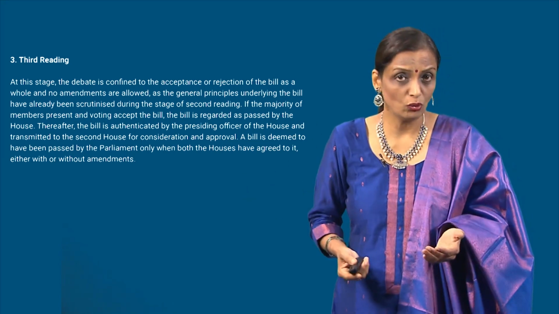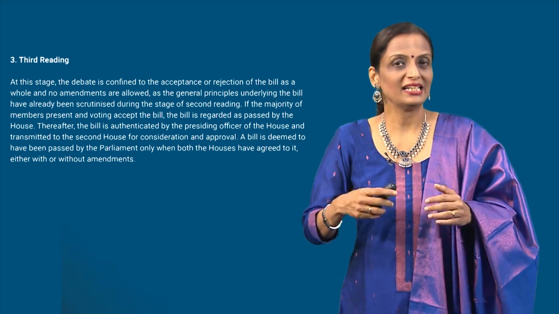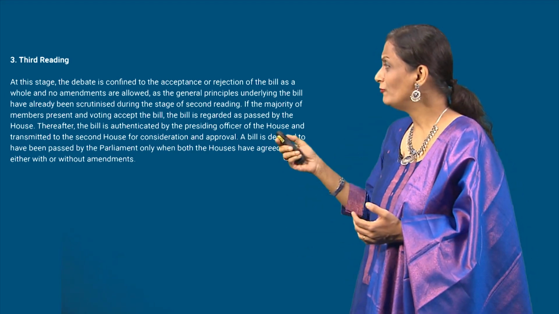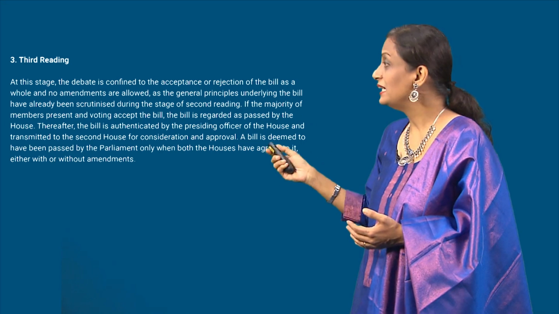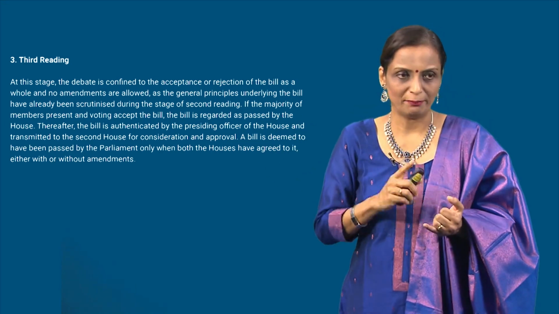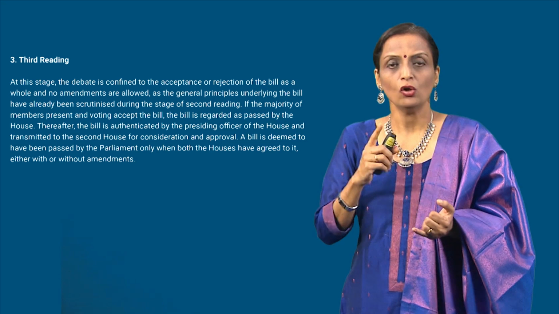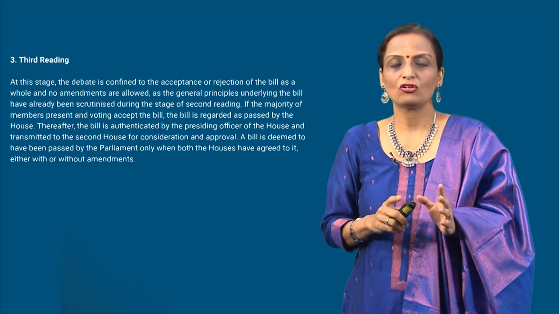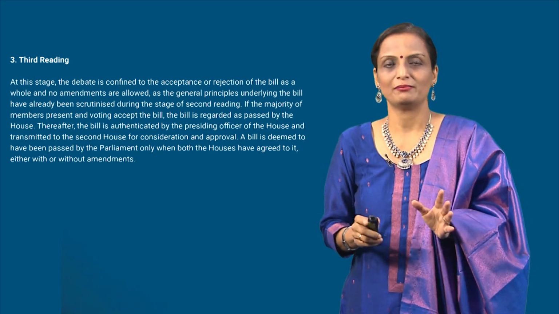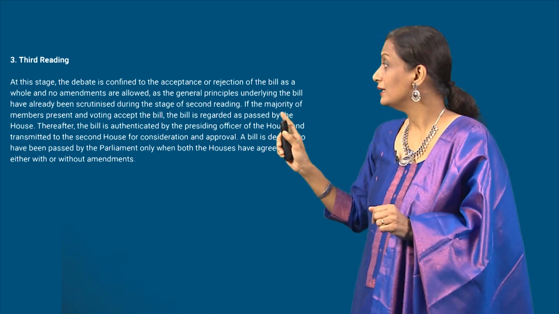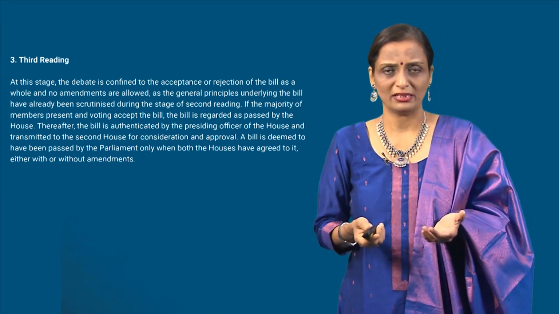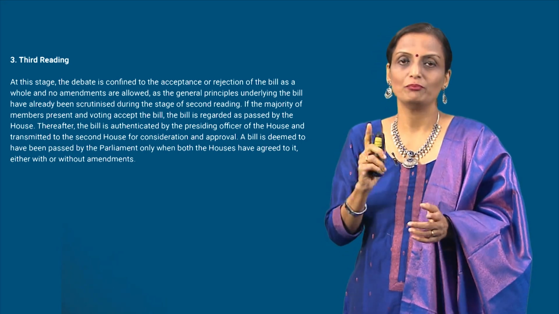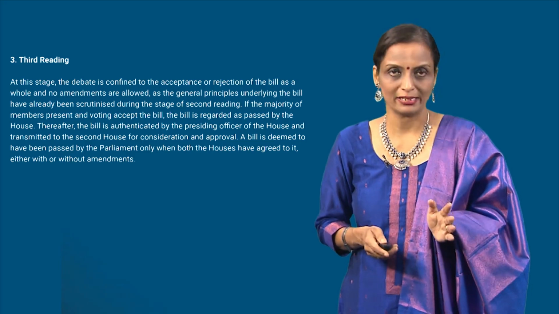So, if it is passed in the lower house, say the Lok Sabha, then it is passed to the Rajya Sabha for consideration and approval. A bill is deemed to be passed by the Parliament only when both the houses have agreed to it, either with or without amendments. Okay? So, it can be with amendments or without amendments, either way, but it has to be passed by both houses of the Parliament as far as the ordinary bill is concerned.